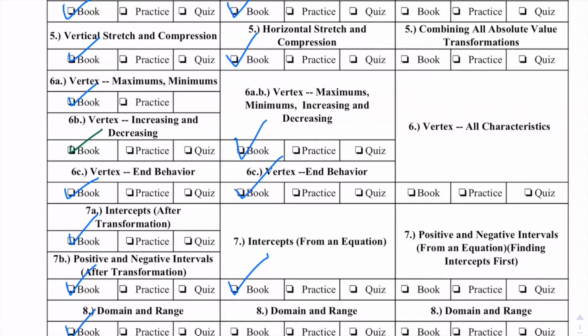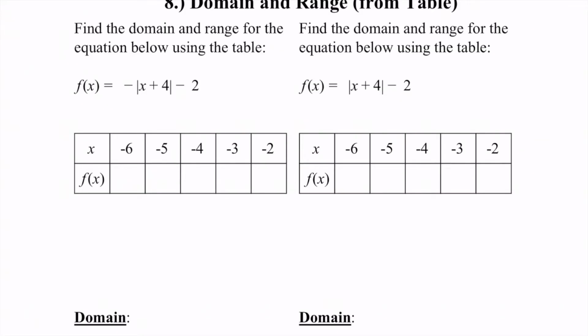All right, Algebra 1 students, we're back in our absolute value function syllabus, and we're going to check off Tier 2 Lesson 8, Domain and Range. And here we find Tier 2 Lesson 8, Domain and Range from a table. It says find the domain and range for the equation below on this f of x. How do we find domain and range?